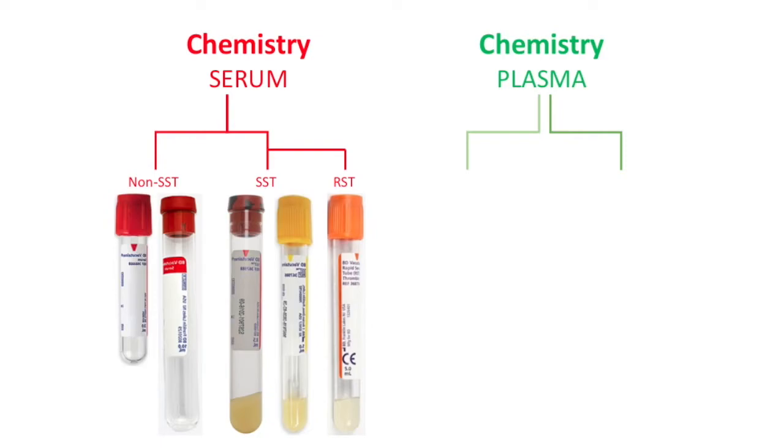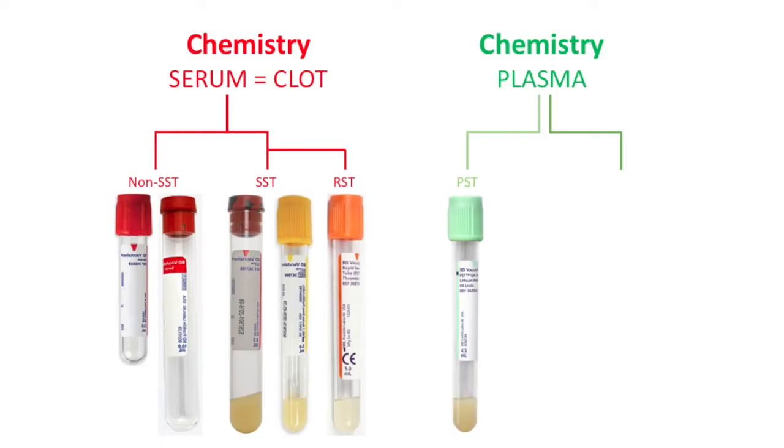Now we're going to move over to our plasma side, where we have PSTs and non-PSTs. PST stands for plasma separating tube. You can see down here at the bottom we have our thixotropic separating gel. You can tell that this is a separating tube because of the gel at the bottom of this. Now this light green is lithium heparin, lithium for light. Now sometimes it could be a little bit different looking. You might not have the thixotropic separating gel in the lithium heparin. It doesn't always look like this.